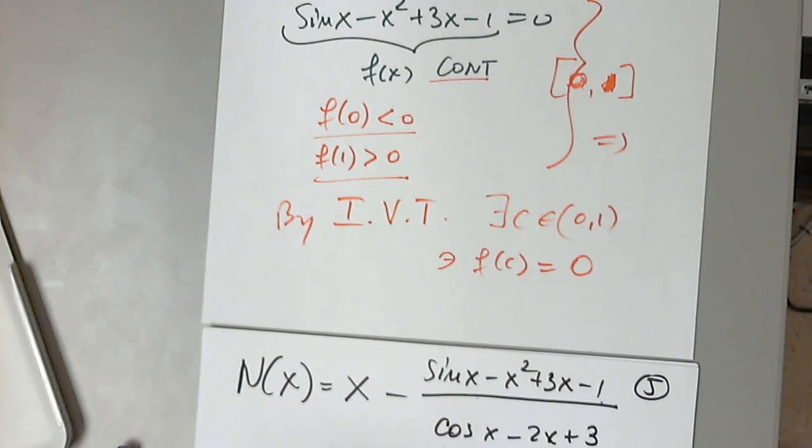Now we have to make a decision. Where do we start? We want to start at 0 or we want to start at 1. It doesn't matter, as long as the denominator of the Newton's method of this function is not 0. If you start at 0 and the denominator is not 0, you can proceed. If you start at 1 and the denominator is not 0, you can proceed.